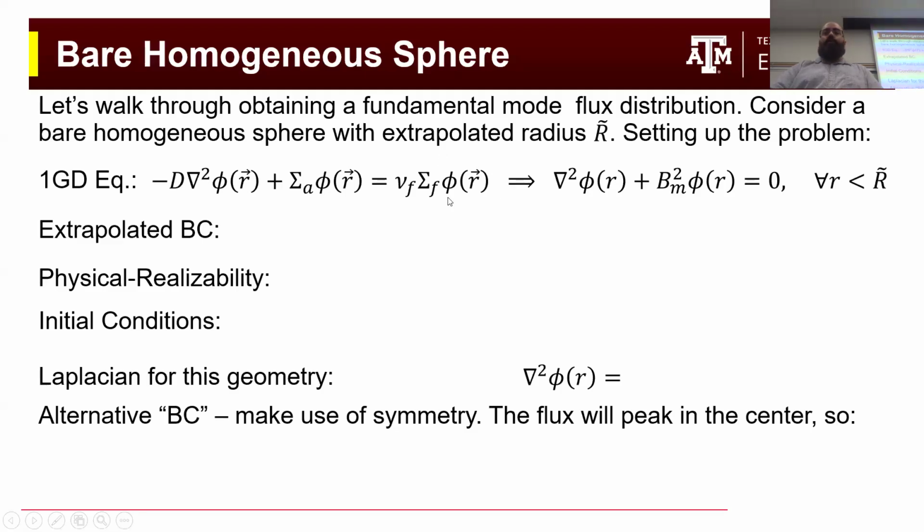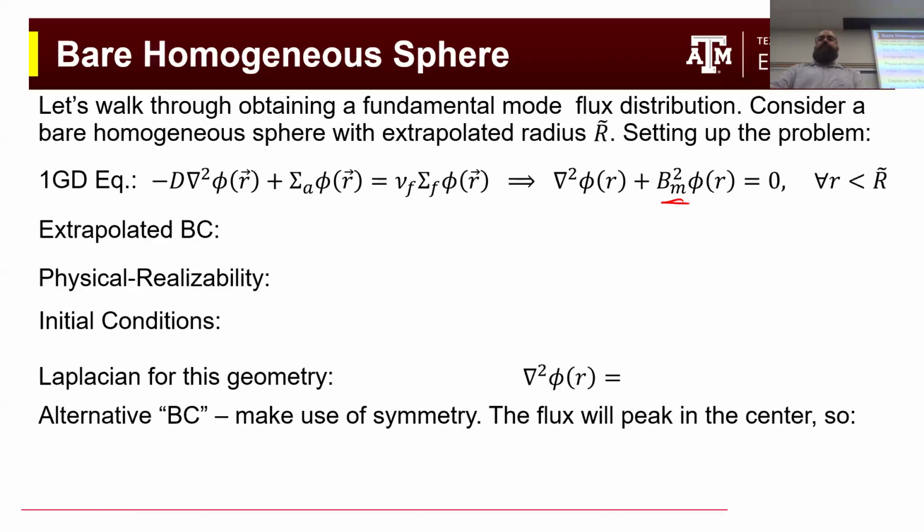So if I were to move the sigma A term to the other side, and I would also move this D times grad squared phi term to the other side, and then I would divide out by the diffusion coefficient, then everything that's multiplying phi by itself would end up being Bm squared. And so this is just algebra and definitions to go from here to here.